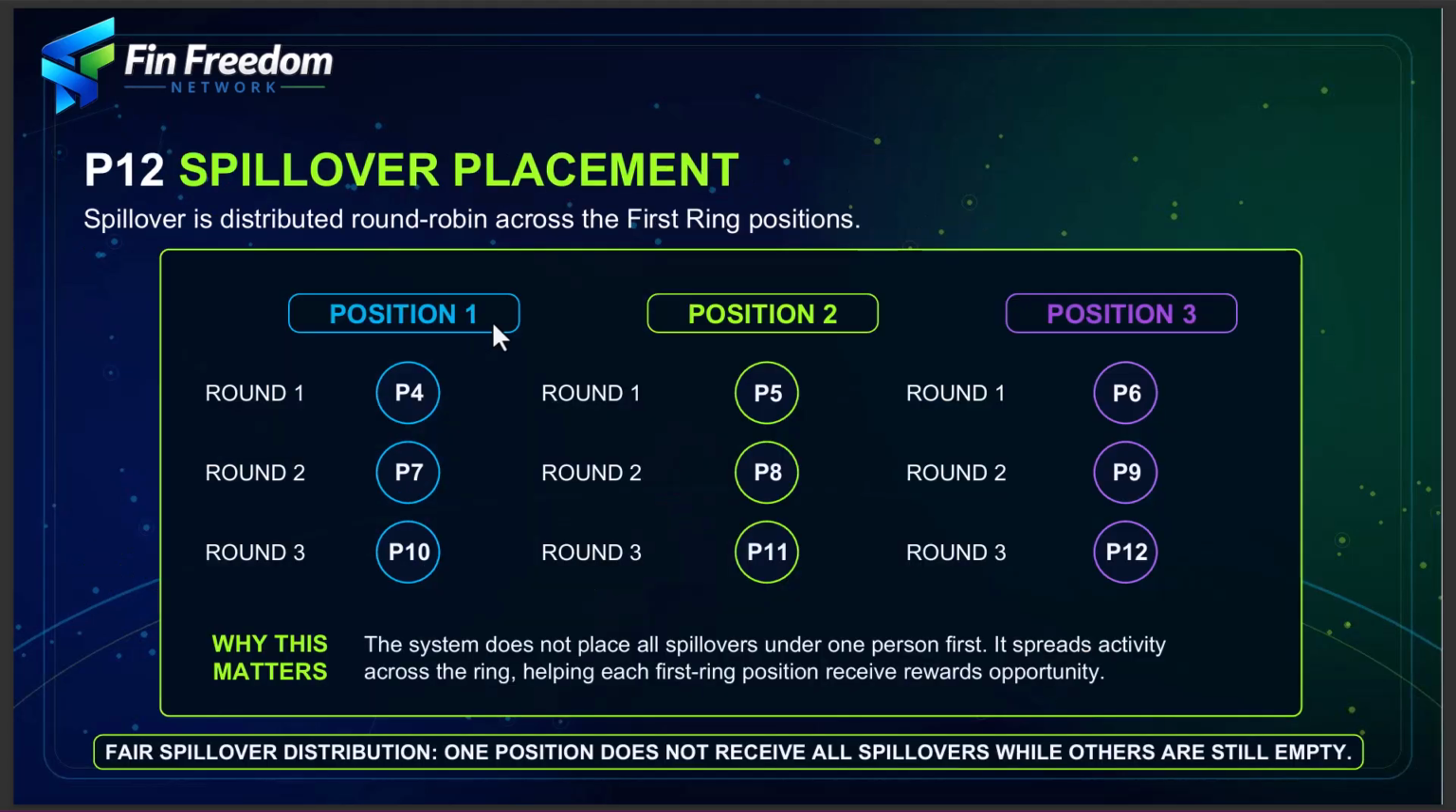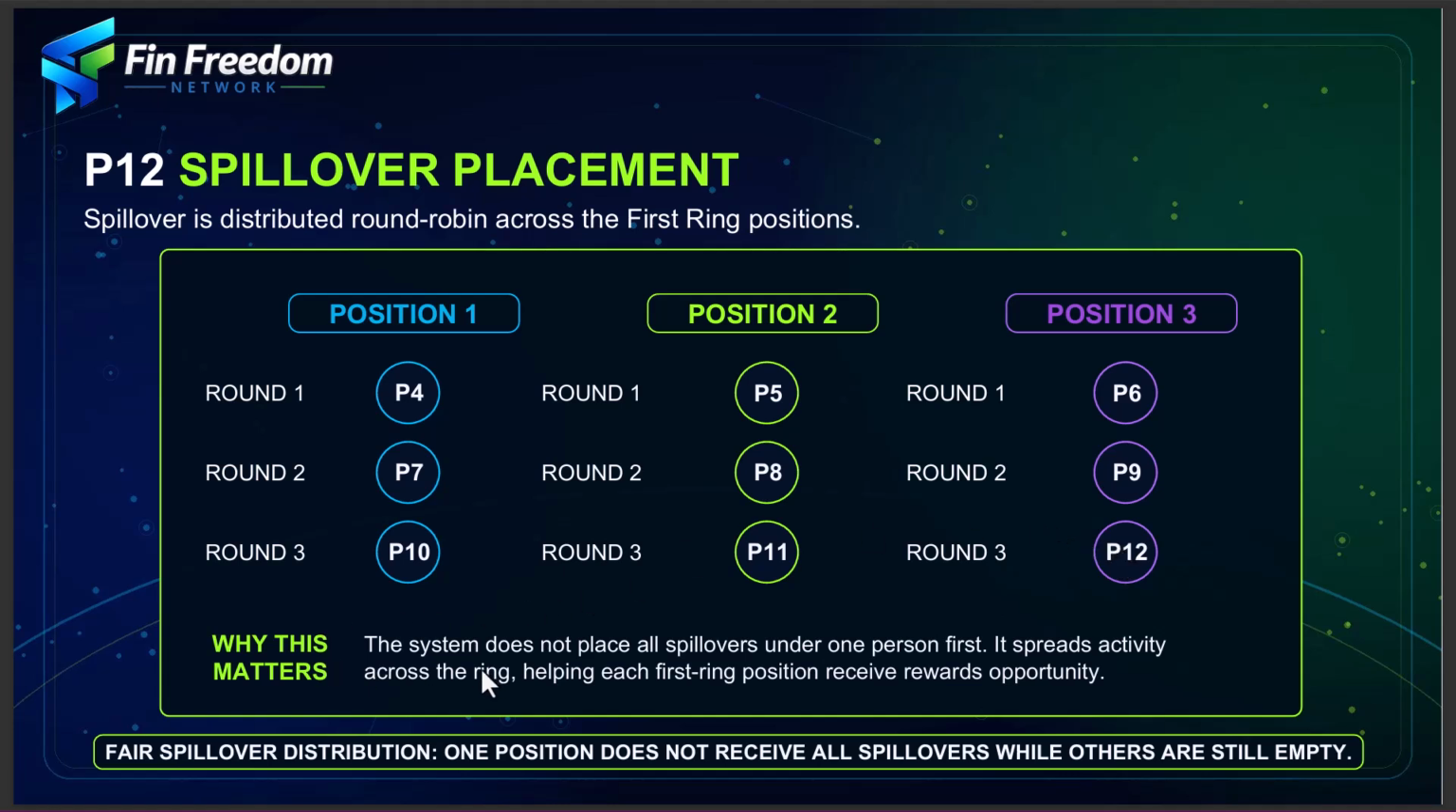Do you understand? Look at what happens. Look at how spillover happens in P12 position. The spillover in P12 position is distributed via what we call round robin across the first ring position. Okay? So, position 1, round 1, P4, round 2, P7, round 3, P10, round 1, P5, round 2, P8, round 3, P11, round 1, P6, round 2, P9, round 3, P12.